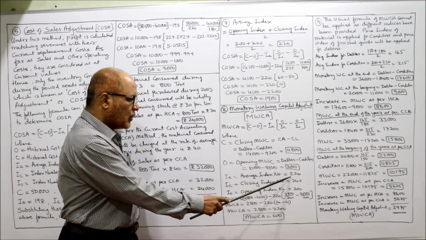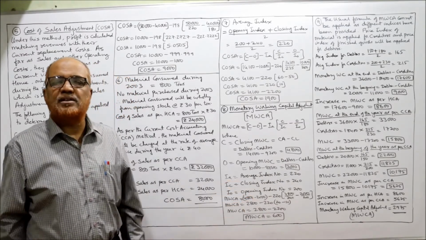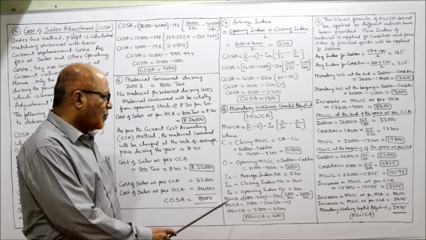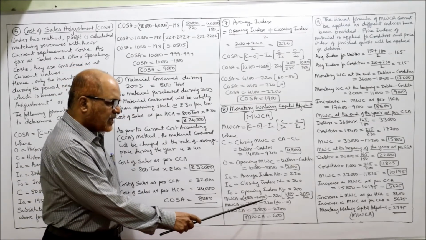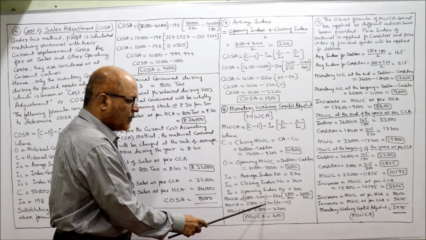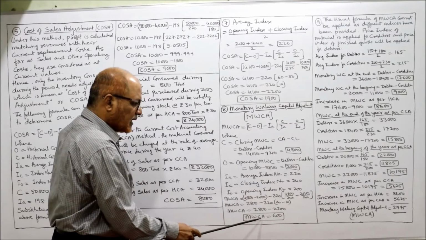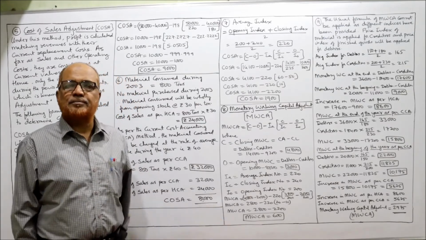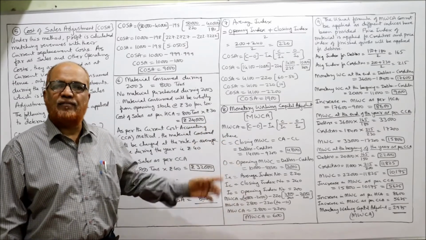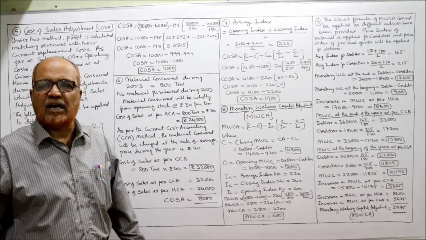Average index is given in the problem, 220. Closing index is given 240, opening index is given 200. Everything is given. Simply you have to substitute the values in the formula to get MWCA. First of all, C minus O. C 4,800 minus 2,000, 2,800. Average index 220. 4,800 divided by 240, 20. 2,000 divided by 200, 10. So totally MWCA is 600. That's it. COSA and MWCA are exactly same. The only difference, instead of stock, we are taking working capital. Working capital means debtors minus creditors, opening, closing.